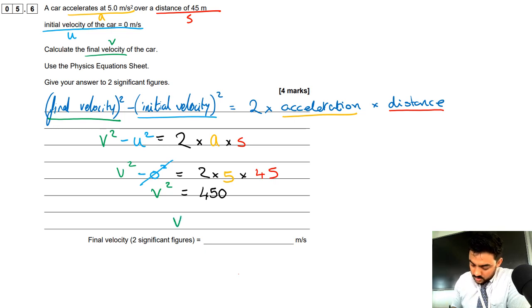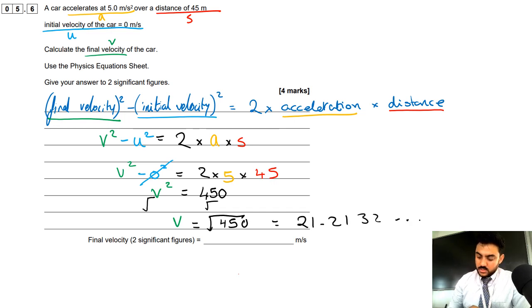To get v on its own, you need to do the opposite of squaring, which is square rooting. If I square root this side, then I have to square root this side. So v is equal to the square root of 450. The square root of 450 is 21.2132.